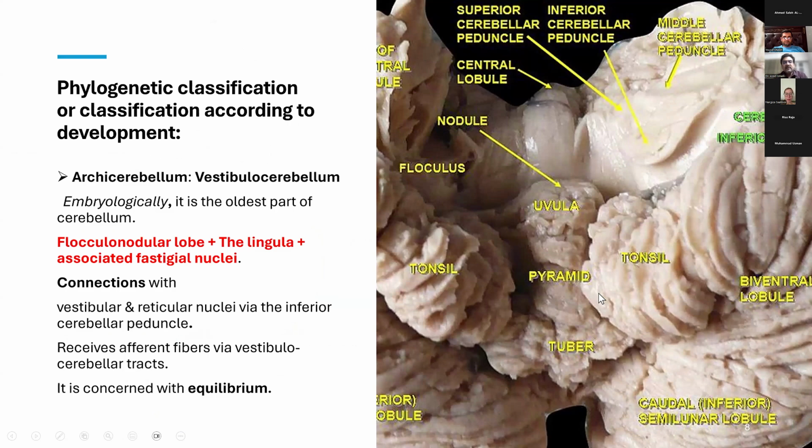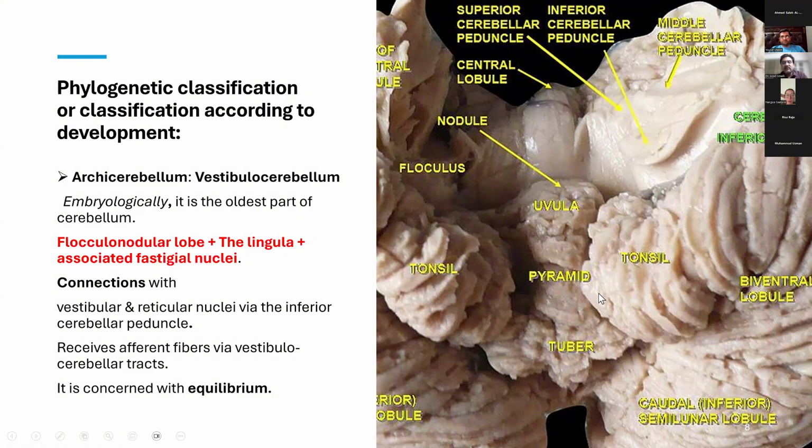So as I've discussed, the phylogenetical classification according to the development. This is important because if we know these things, then we can understand the tracts which are coming in and going out from the cerebellum, and the amount of work they are doing, the main function they are performing. So the first one is the archicerebellum. We also call it vestibulocerebellum. And this is the oldest portion of the cerebellum, the senior most portion of the cerebellum, I may say.